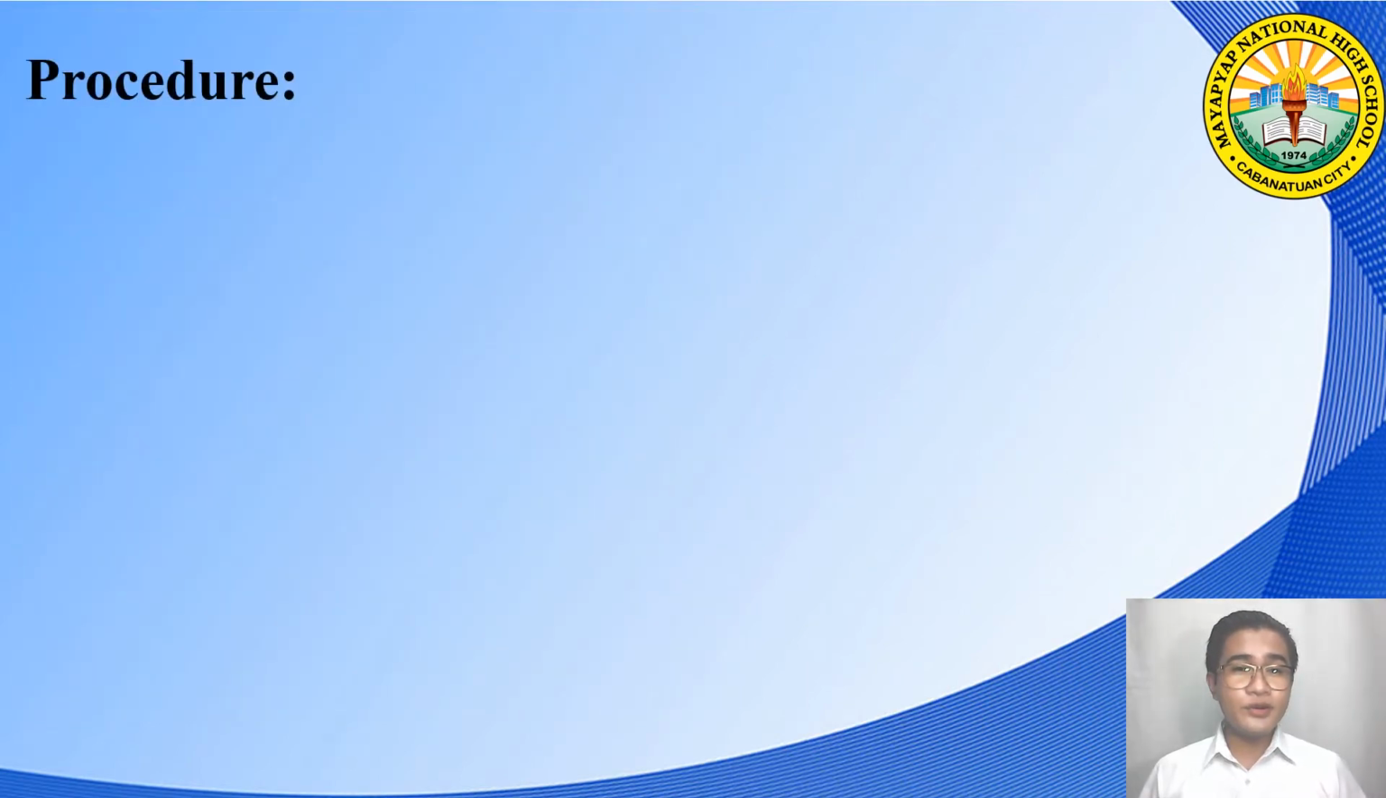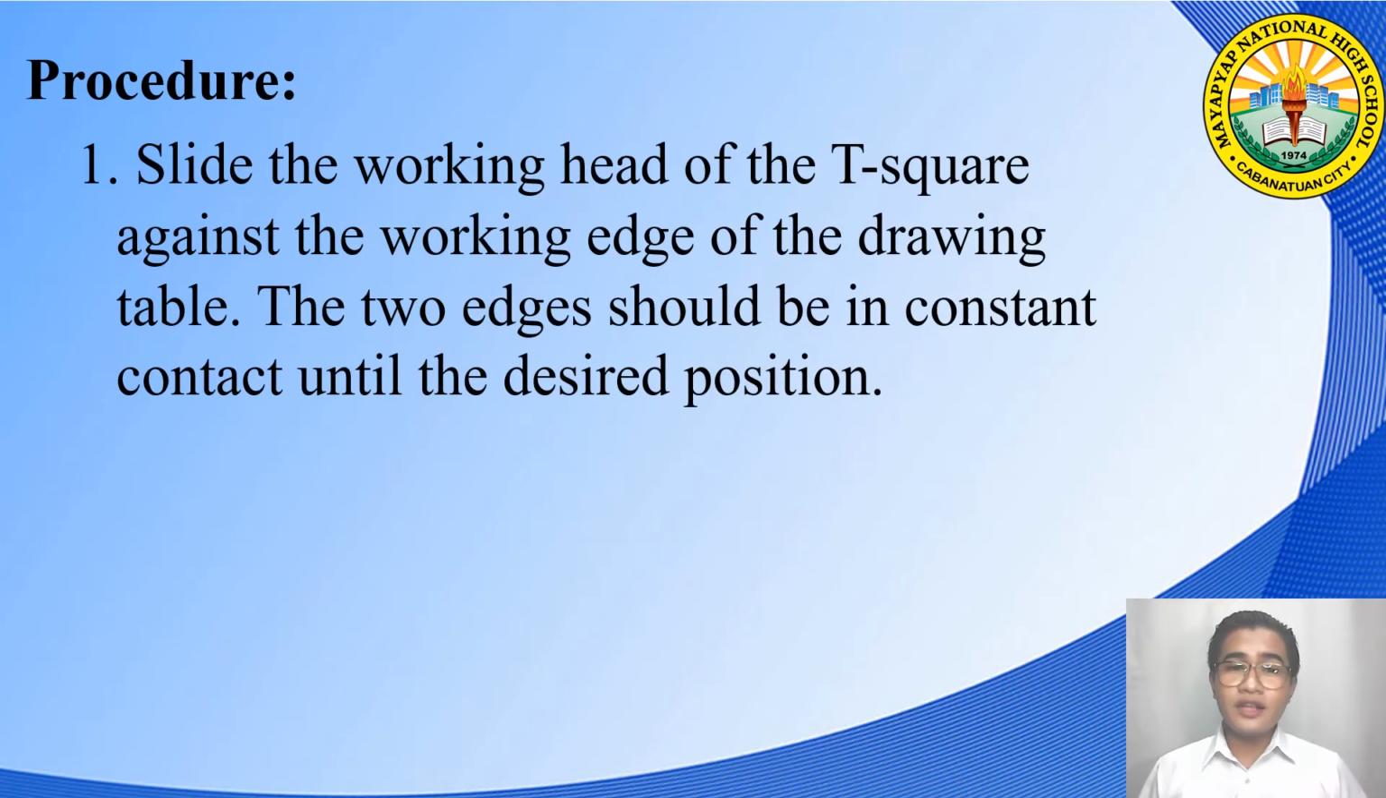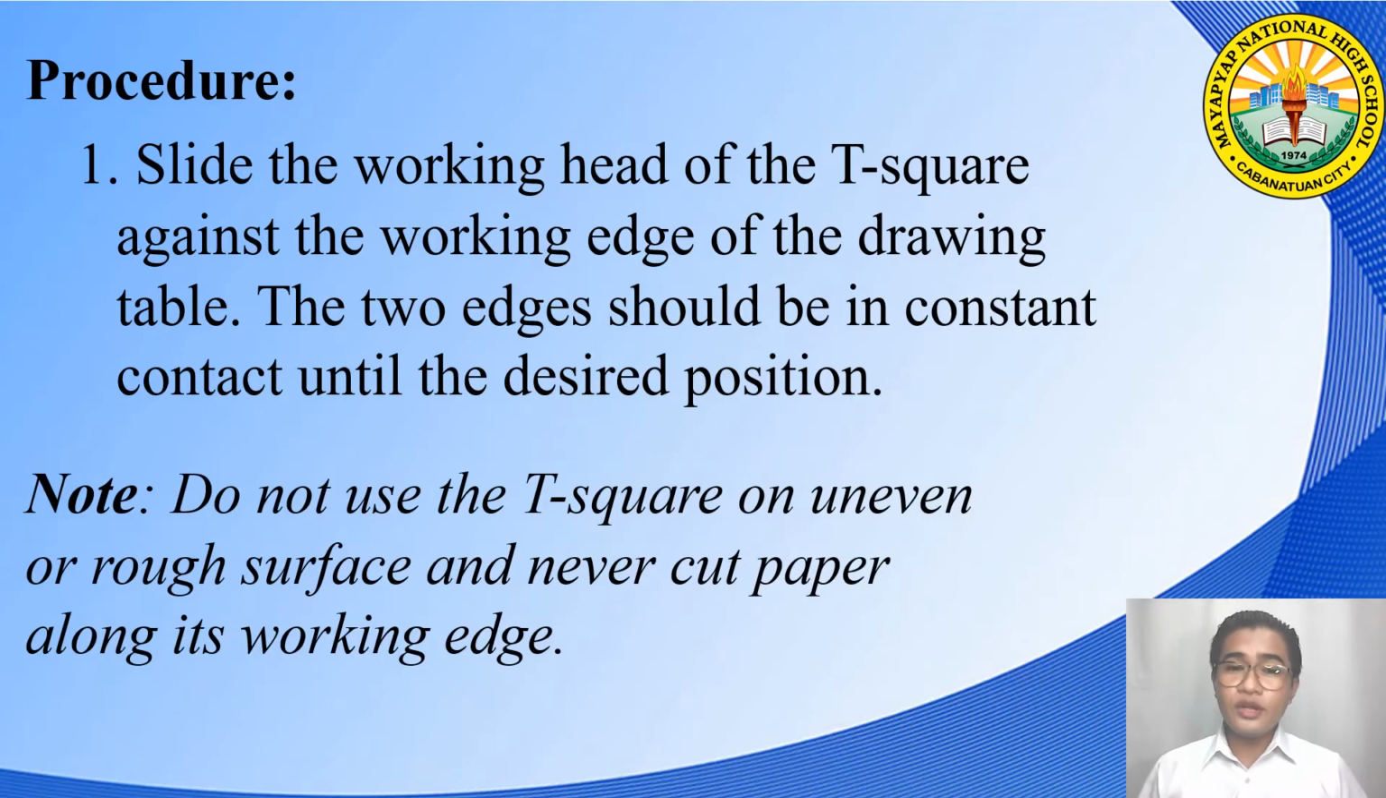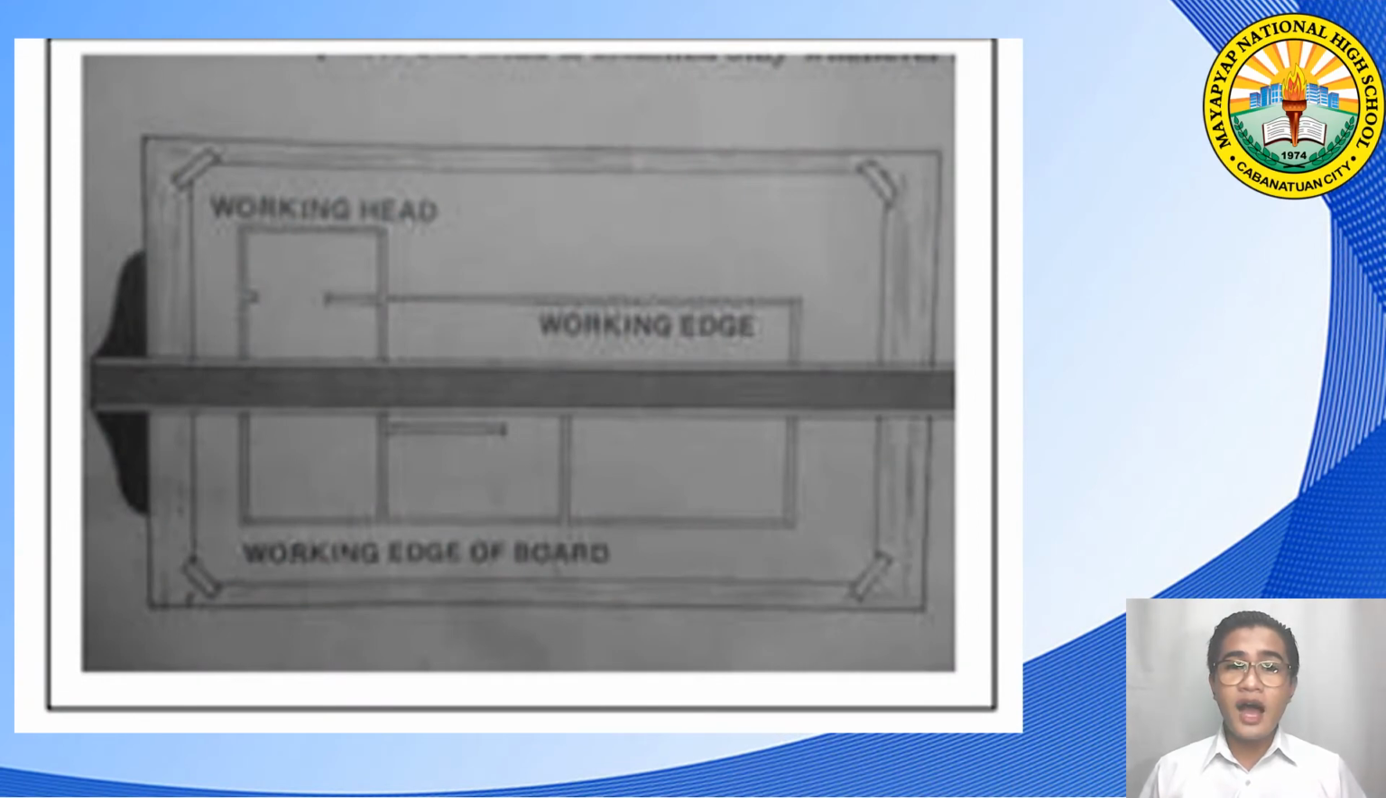Our next procedure: slide the working head of the T-square against the working edge of the drawing table. The two edges should be in constant contact until the desired position. Remember, do not use the T-square on uneven or rough surfaces, and never cut paper along its working edge. This is how you do it. Again, remember, do not use the T-square on uneven or rough surfaces, and never cut paper along its working edge.